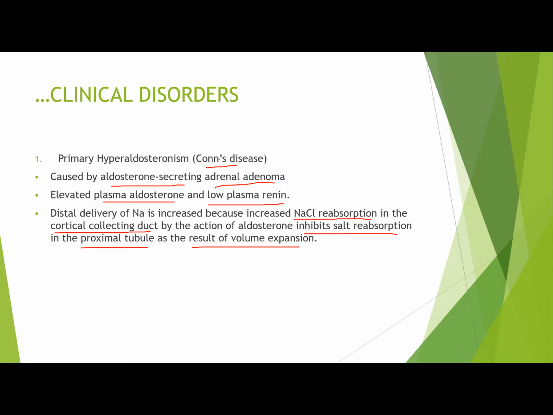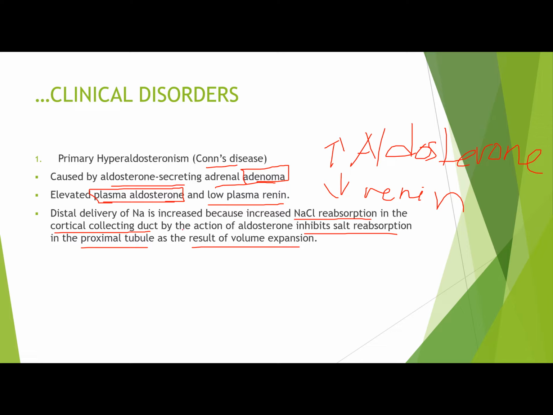So sa Conn's disease class, there is too much aldosterone secretion and usually caused na naman to by another type of tumor, adrenal adenoma. So there would be elevated ang aldosterone nyo. You would have elevated aldosterone but you would have low levels of renin. So increase class ang delivery ng sodium nyo, increase ang reabsorption ng sodium nyo in the cortical collecting duct.